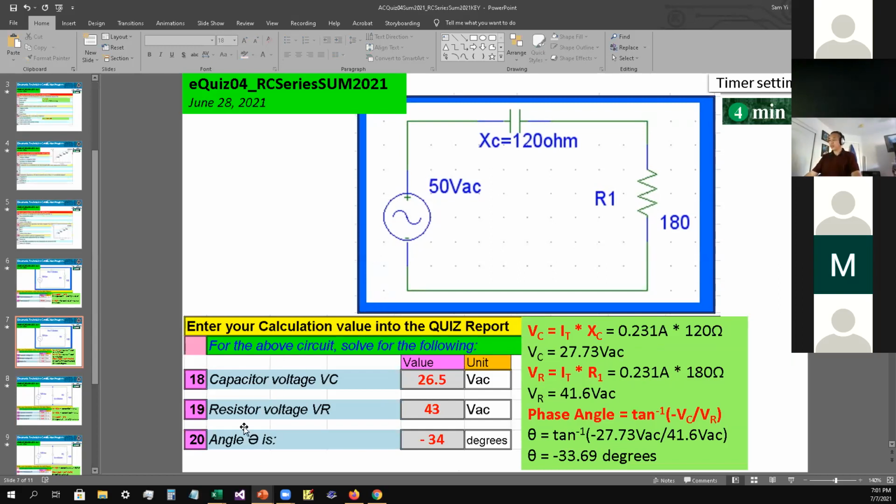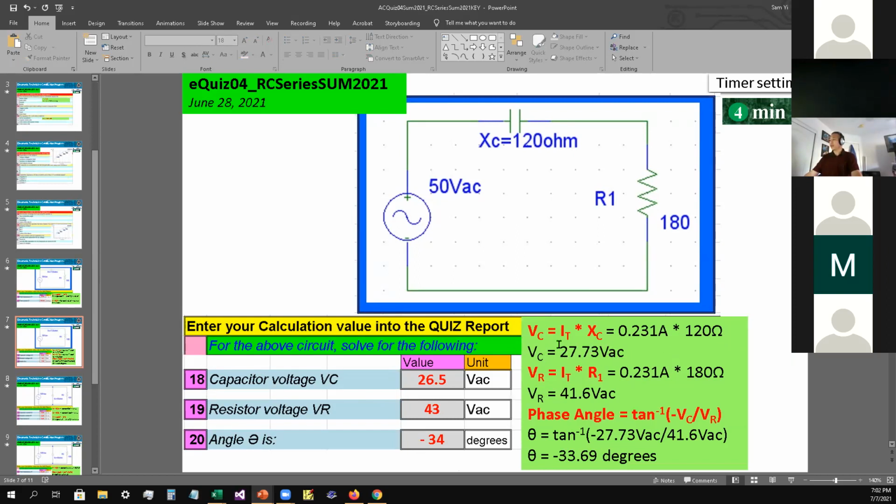Okay, so we're going to be on 18, capacitor voltage VC. VC equals IT times XC. We got the current from the previous step, which is 0.231 amps, times 120 ohms. So VC would be equal to 27.73 VAC.